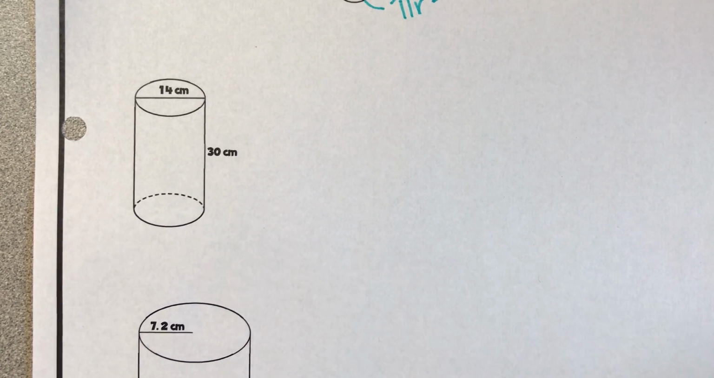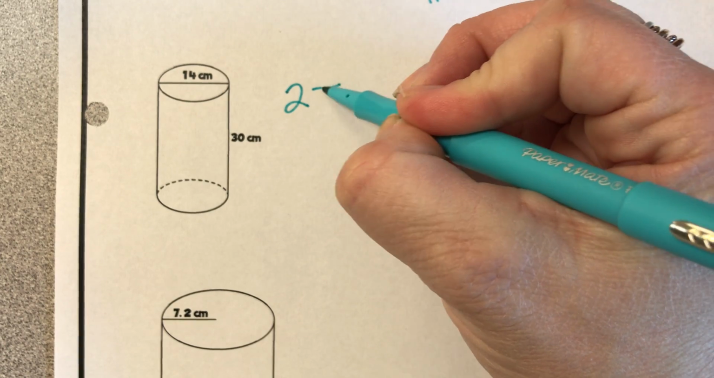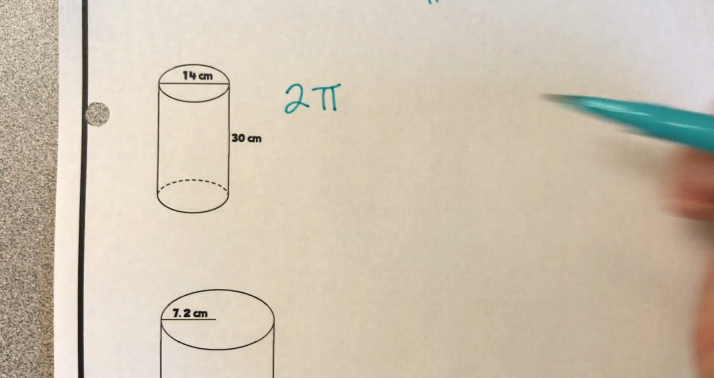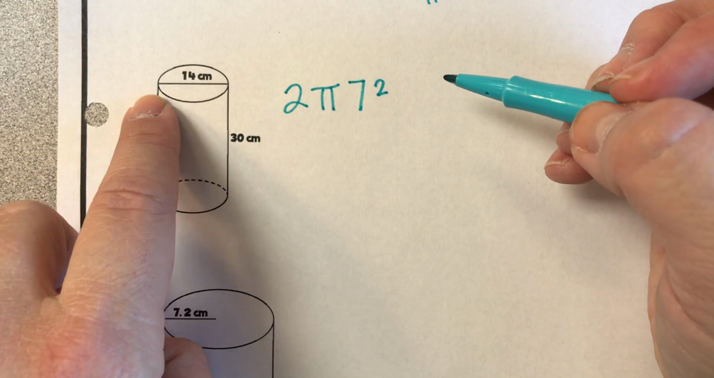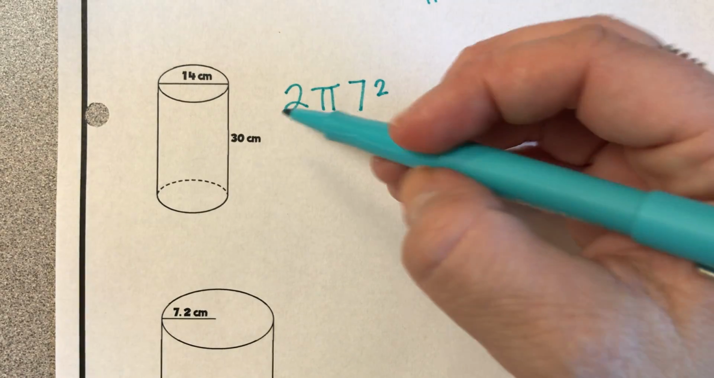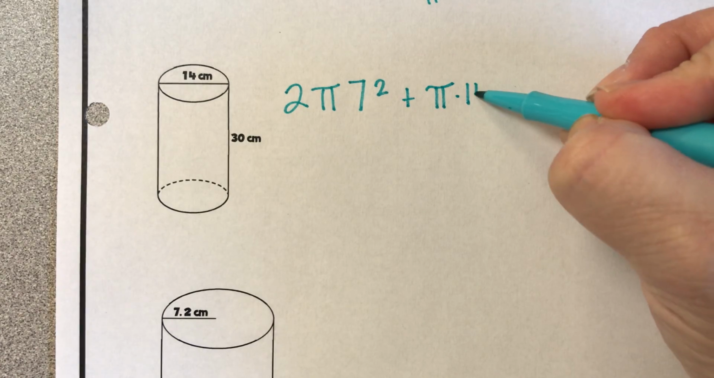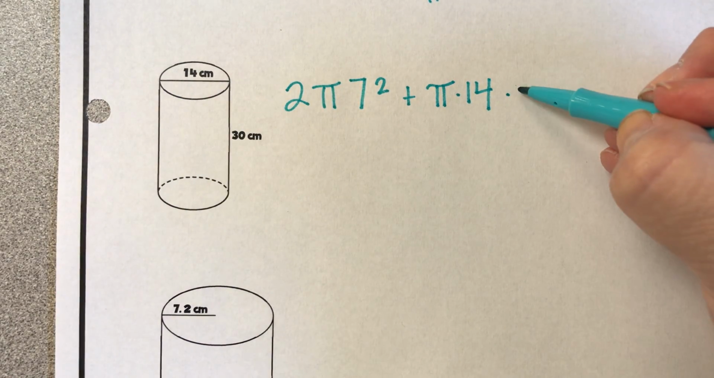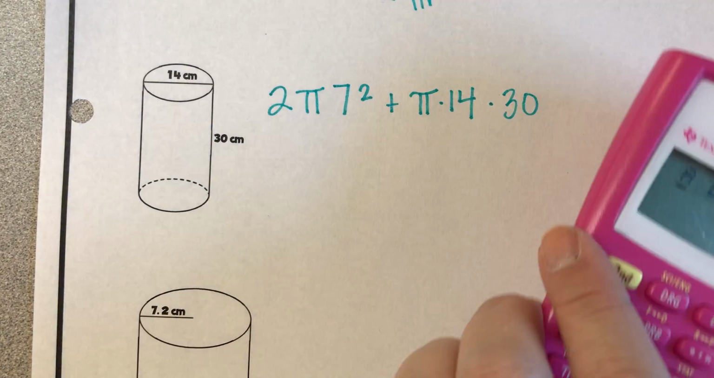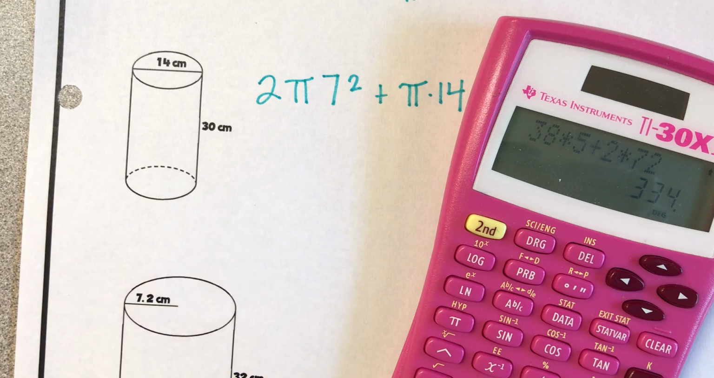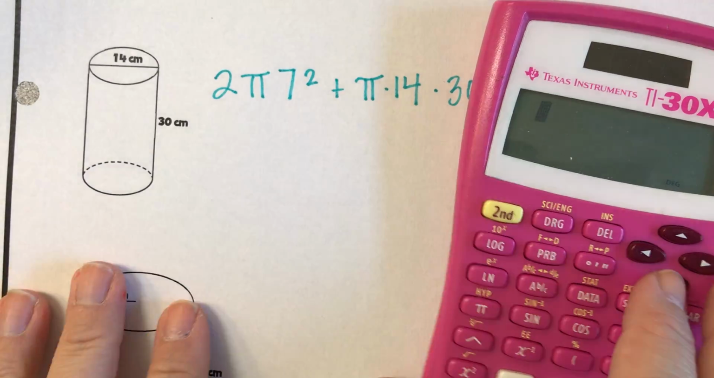So on this first one, right here, we need to type in 2 times pi times, what's the radius? 7 squared, right? If this line is going all the way across, that's telling you that that's the diameter. So we need 2 pi r squared plus pi times diameter, which is 14, times the height, which is 30. So it's this big long thing. If you have a calculator like mine, which is the one that you should have gotten at the beginning of the year, you can type it all in at one time.